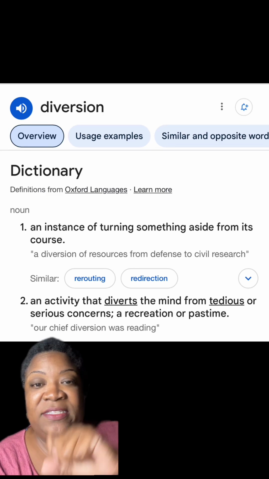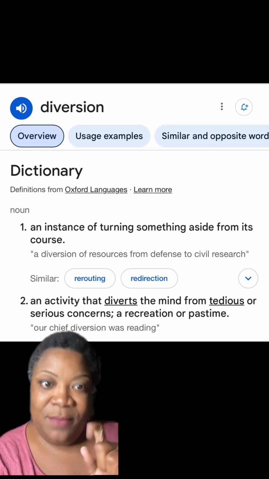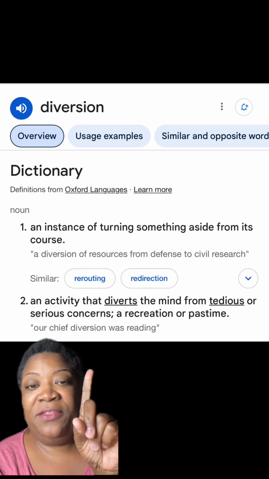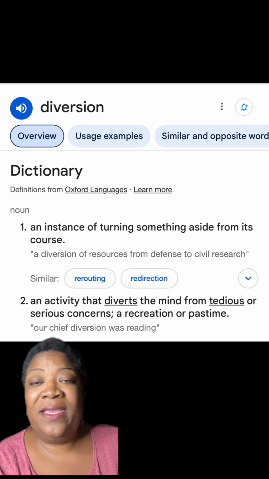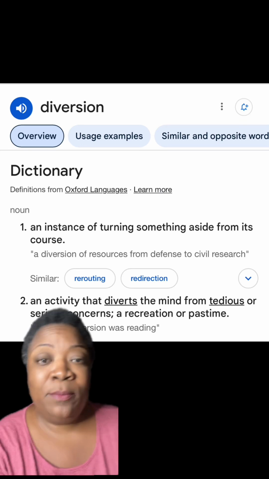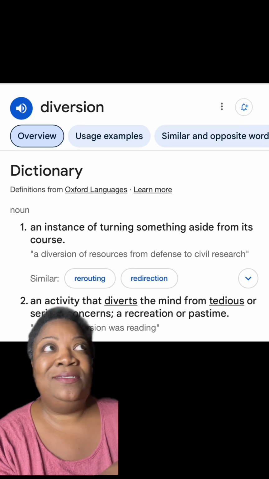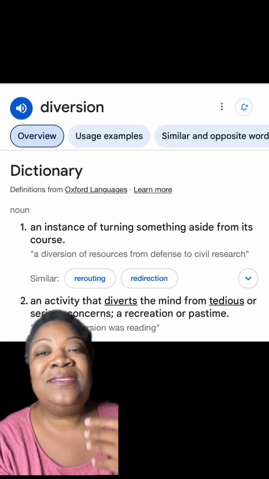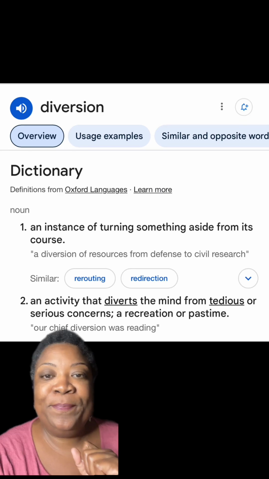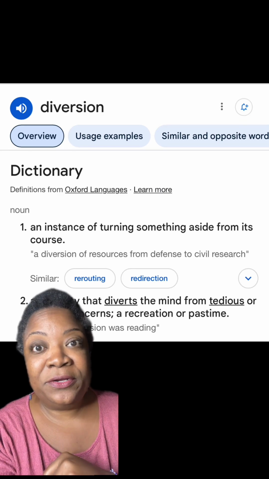So it's also an activity that diverts the mind from tedious or serious concerns. And here's the other thing, a recreation or pastime. So, going for a walk or reading a book could be a diversion. It's not a distraction. It is a diversion from what it is that you have to do. Our chief diversion was reading. All right, let's look at the third word.